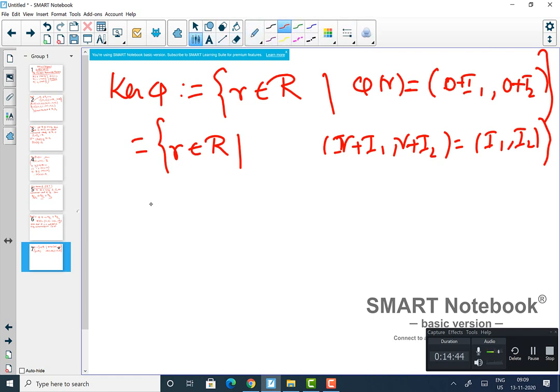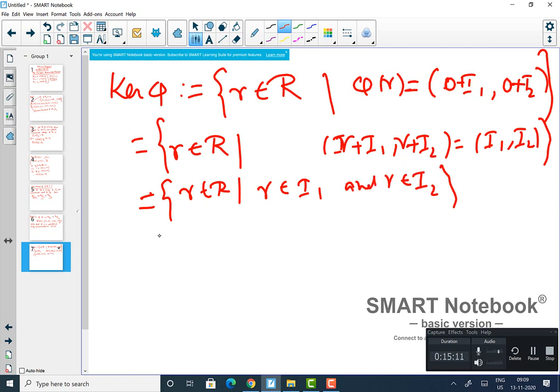Okay, and so when this ordered pair is equal to zero, what does that mean? That means each of the individual coordinates are equal, right? So r + I1 equals I1. So what does that mean? That means r belongs to I1, and from this you get that r belongs to I2 also, right? And what does that mean? That means you collect all the elements where r belongs to I1 intersection I2. Clear? I1 intersection I2.